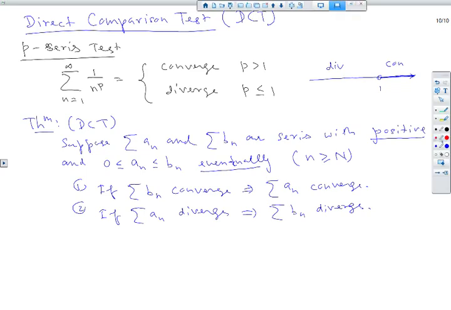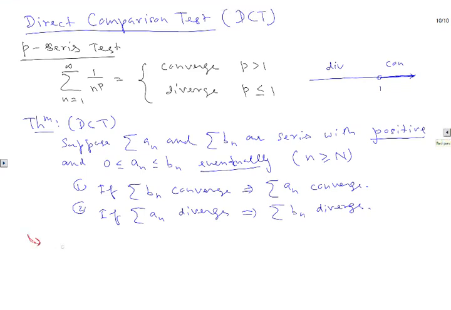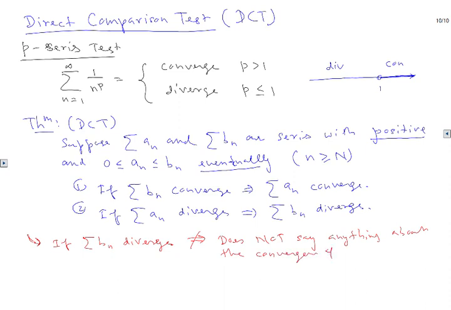I want to warn you here. If the larger one diverges, it does not say anything about the divergence or convergence of the smaller one.